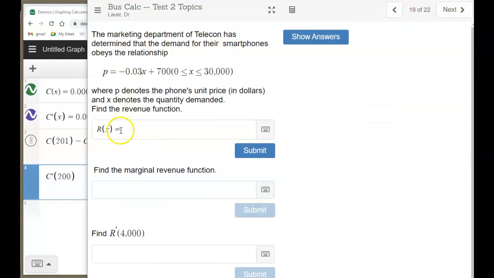So the next problem is revenue. I need the revenue, the marginal, that means take the derivative. And here it says once you have that derivative, put in 4,000. Notice there's a comma here, so be careful with that comma. So the revenue function is price times quantity, so I'm going to multiply this price times x, so I'll get negative 0.03x squared plus 700x. And then I'll take the derivative, and then I'll put 4,000 in, just like we did with the cost here.